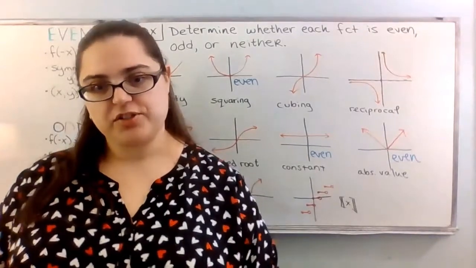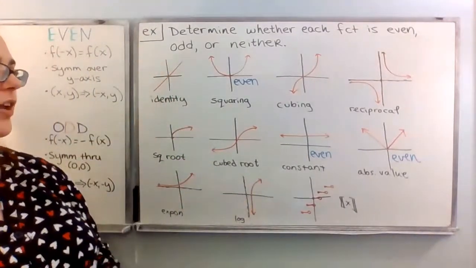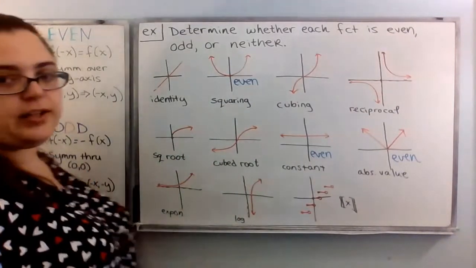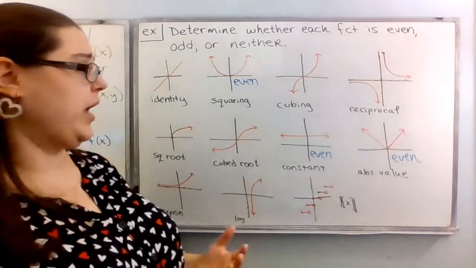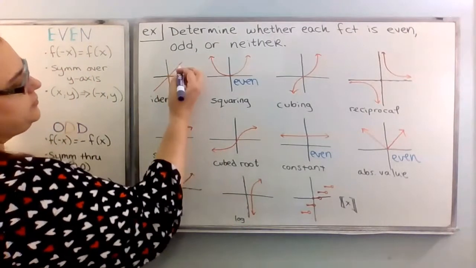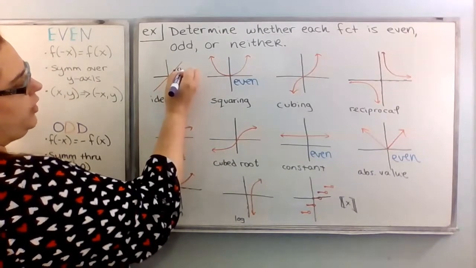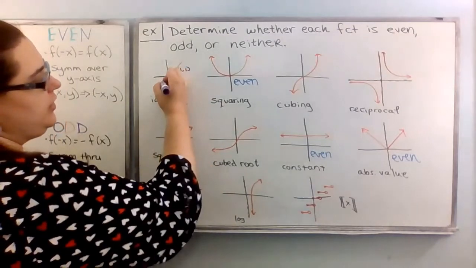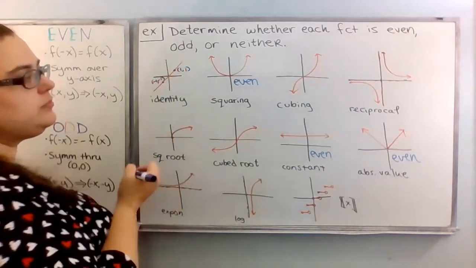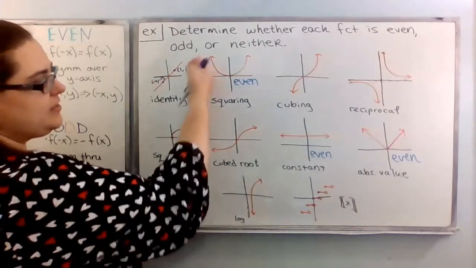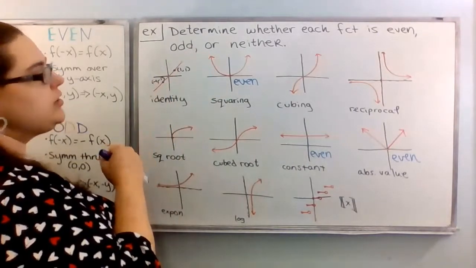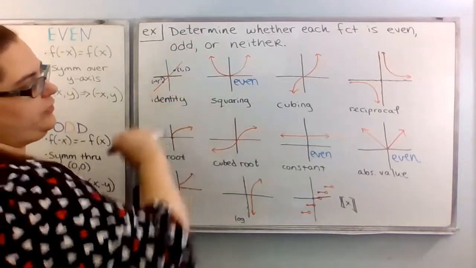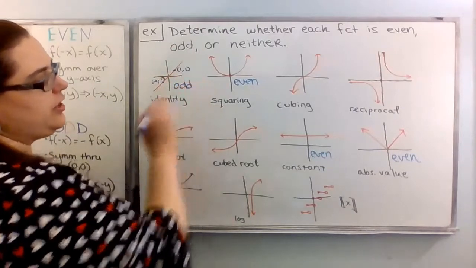Now let's see which of these functions are odd. To determine if a function is odd, we want to see if there's symmetry through the origin. This is where I use the ordered pairs of the points to help me out. For instance, here, I would have the point (1, 1). If it's an odd function, it also has to go through the point (-1, -1), and I can see that symmetry maintained through the origin. If I have the point (5, 5) over here, then I'm going to get (-5, -5). So the identity function is odd.